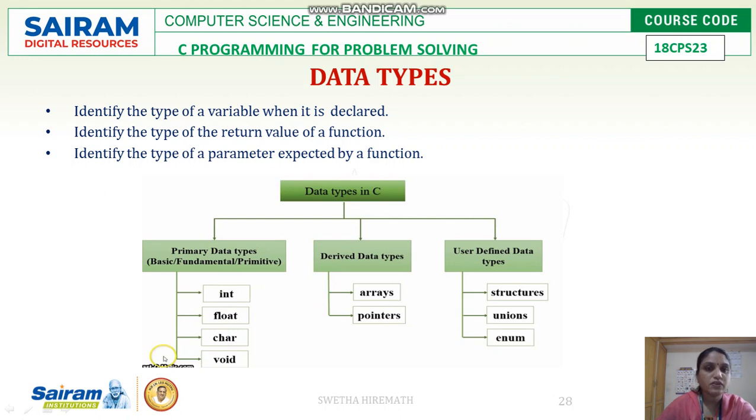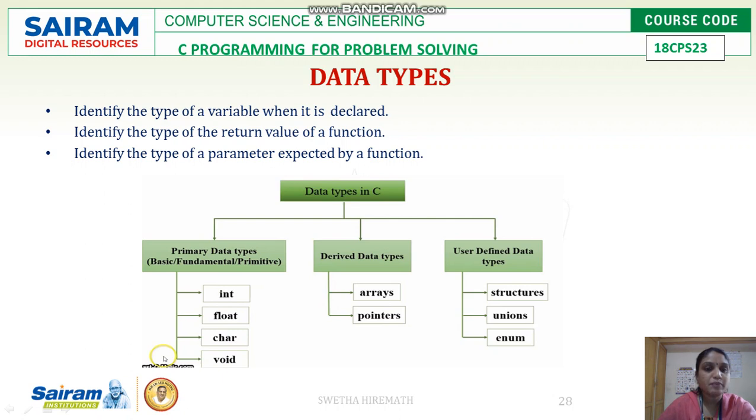During the declaration only, we are going to specify what type of variable it is, what type of data this variable will hold. Identify the type of return value of a function. Whatever function it is, it may be a main function or some sub function, based on whatever return type it is, it has to return that value.